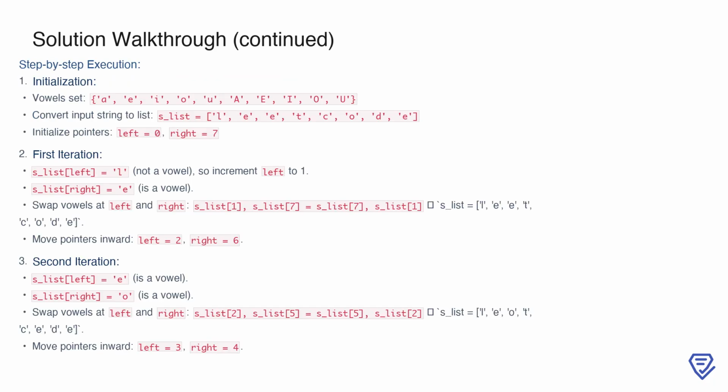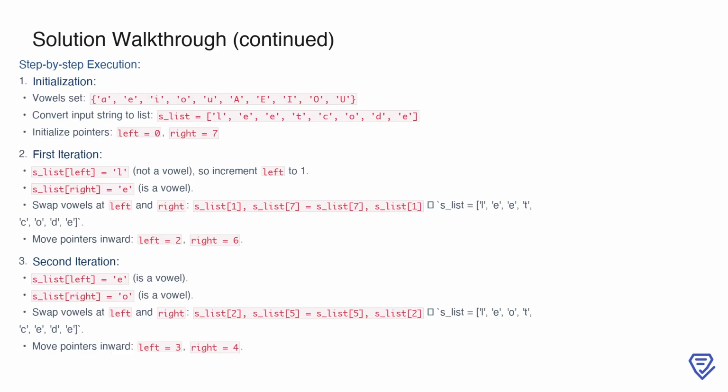Now let's work through another example, this time with the input string LeetCode. We start by initializing the same set of vowels and converting the string into a list, resulting in LEETCODE. The left pointer starts at index 0, and right starts at index 7. In the first iteration, the character at left is L, which is not a vowel, so we increment left to 1. The character at right is E, which is a vowel. Since we now have a vowel at right and a vowel at left, we swap them. However, since they are the same character here, the list remains unchanged.